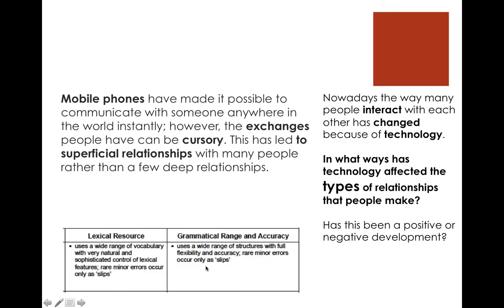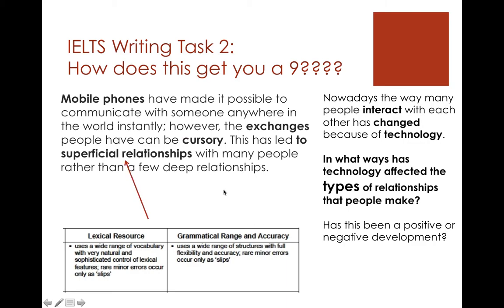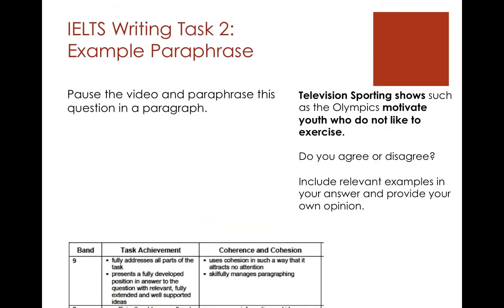Okay, rare minor errors, only as slips. So there's no errors here, it's really super clear. This has led to superficial relationships, but very clear. Let's see another example. So there you go, there's your words. And so here's another question, and I would like you to pause the video and paraphrase this question in a paragraph. Answer this question, do one of these 2, and write a paragraph, and try to do these things.